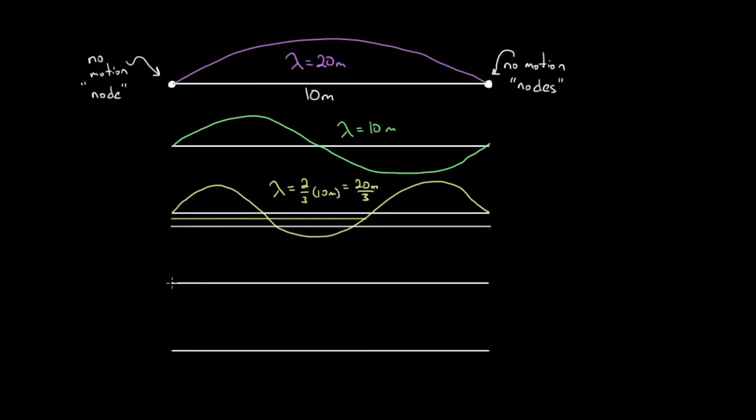And we'll keep going here. I'll draw the rest. This is the fourth harmonic. How big is this wavelength? Well, this wavelength covers half of the string. So this wavelength is going to be half the length of the string, and that's going to be half of 10, which is 5 meters.